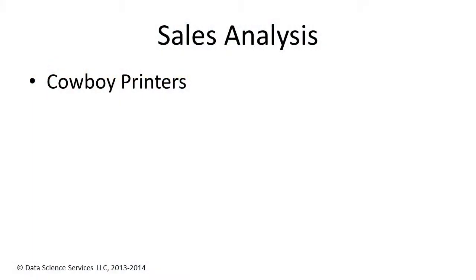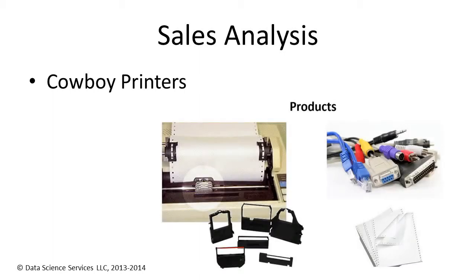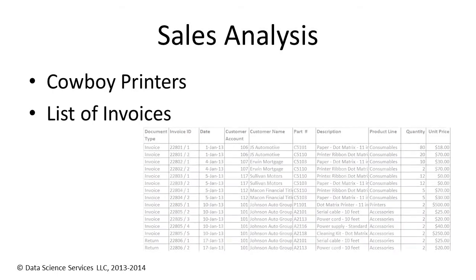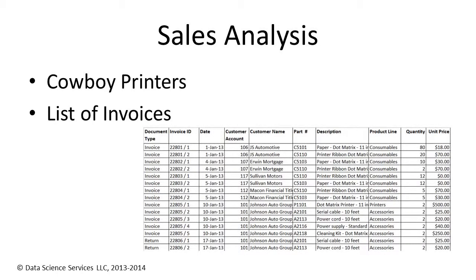Let's start the second case study on sales reporting and analysis. The case study is based on a company, Cowboy Printers, which sells printers, accessories, and consumables, like paper and printer ribbons. The case study provides an authentic look at sales reporting and business to answer questions about the top customers and top products sold. Like the previous example, the data is in the form of a list or a table.